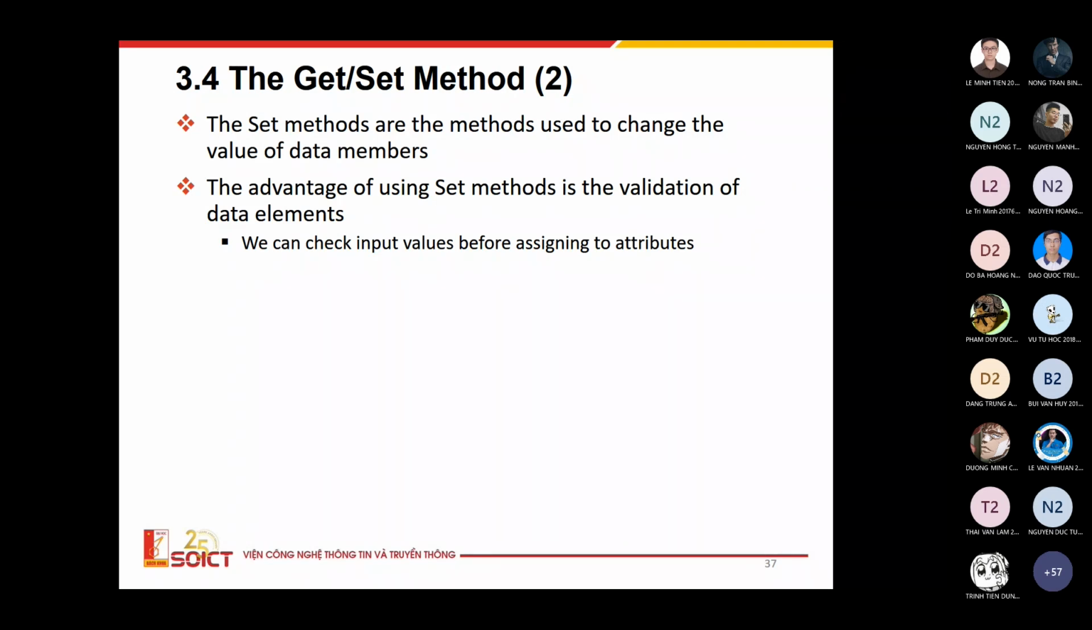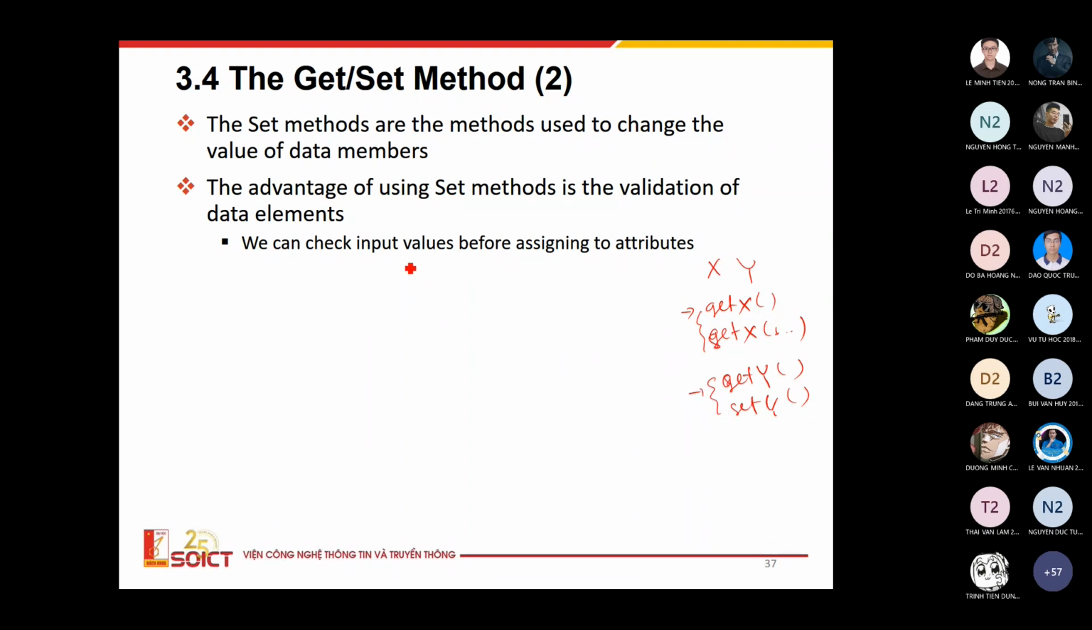You know already that we can define some methods in the class to get and to change the value of the data. For example, you have some attributes named x and y, and then you can define the get x and set x to take the value of x and to set the value of x, and then you can have the get y and set y to get and to set the value of y.